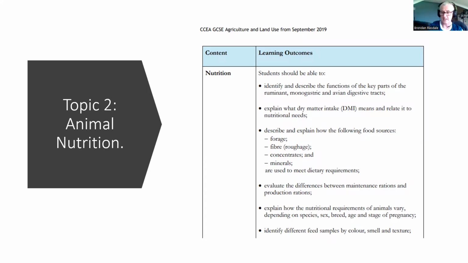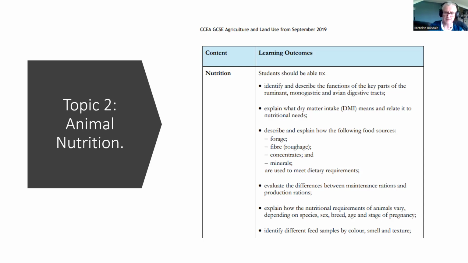How are minerals used to meet dietary requirements? The role of minerals, and that's macro and micro, okay? Be careful on that. It could be calcium, but it could also be selenium you need to talk about. Calcium's obviously bone, selenium, fertility. I think it'll come up later on.